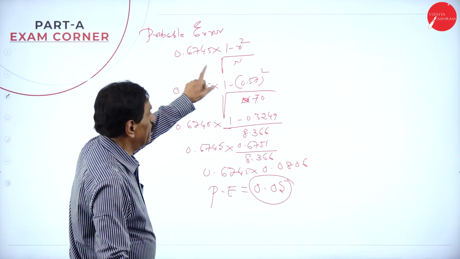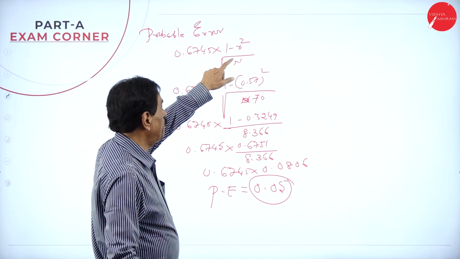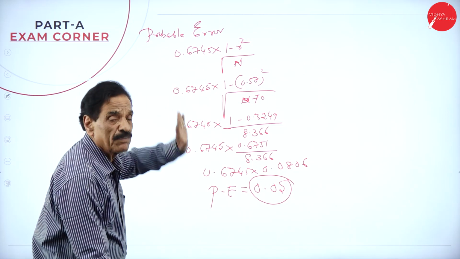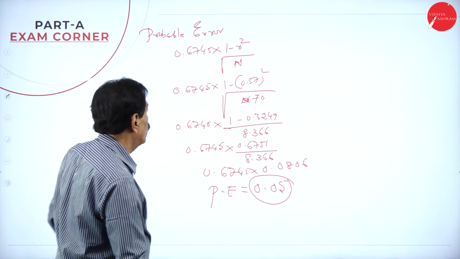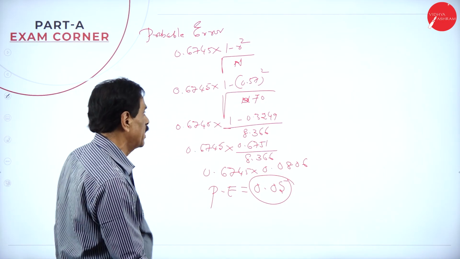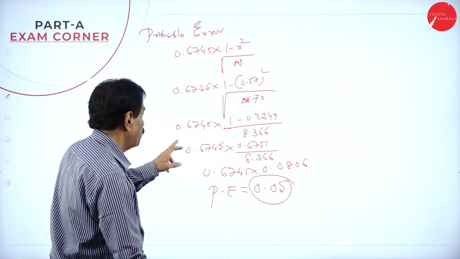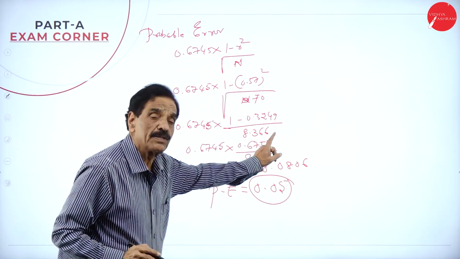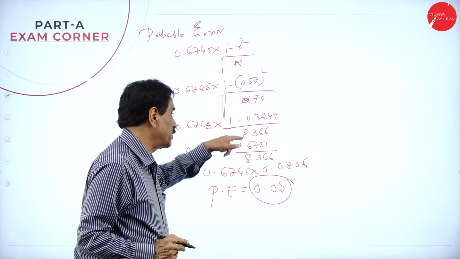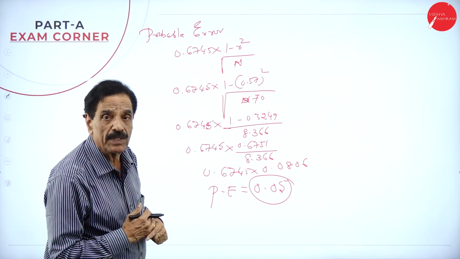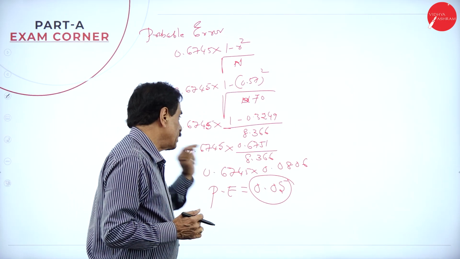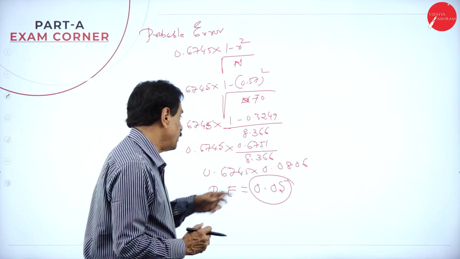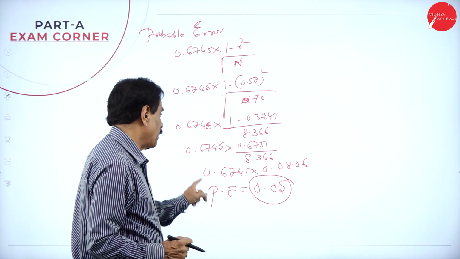So 0.6745 into 1 minus r squared divided by root n. So 0.6745 is a constant into 1 minus 0.57 whole square divided by root 70. So 0.6745 into 1 minus 0.3249, square root of 70 is 8.366. 0.6745, 1 deduct 0.6751 divided by 8.366, 0.675.